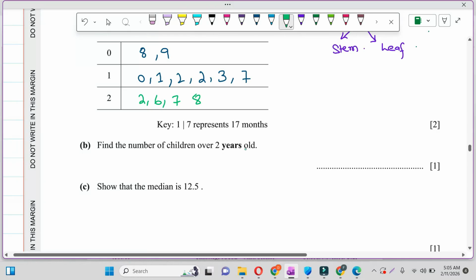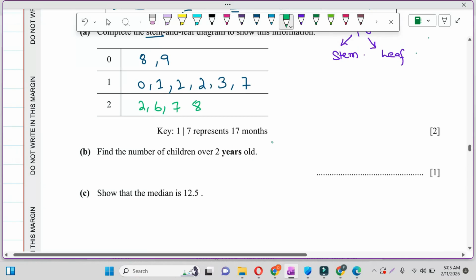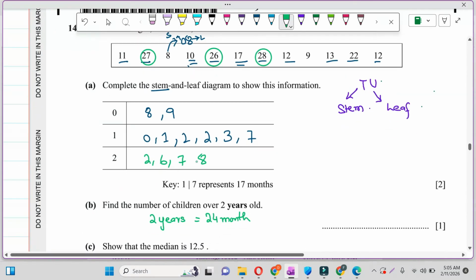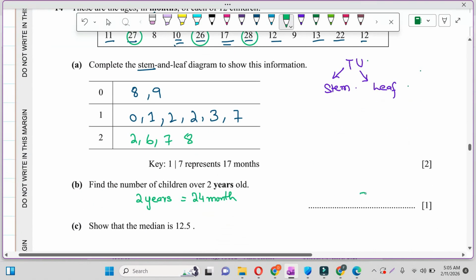Find the number of children over 2 years old. We know that 2 years means 24 months. So we need to find the number of values which are greater than 24. So this one and this one. These are three numbers which are greater than 24. So we can say that the answer is 3.